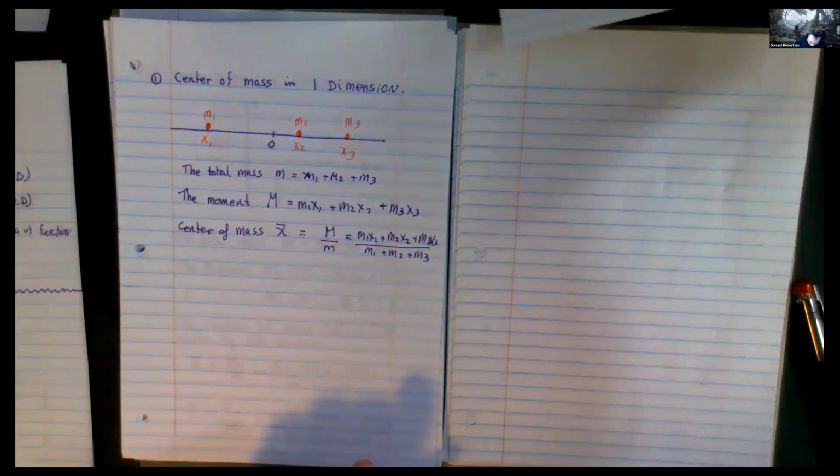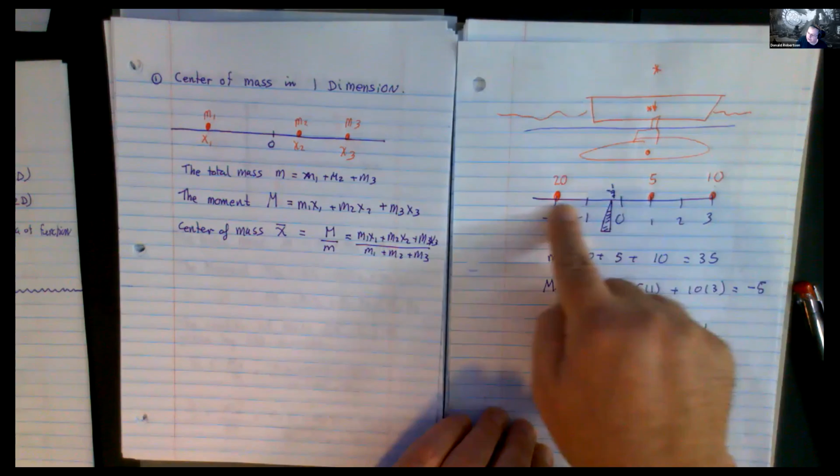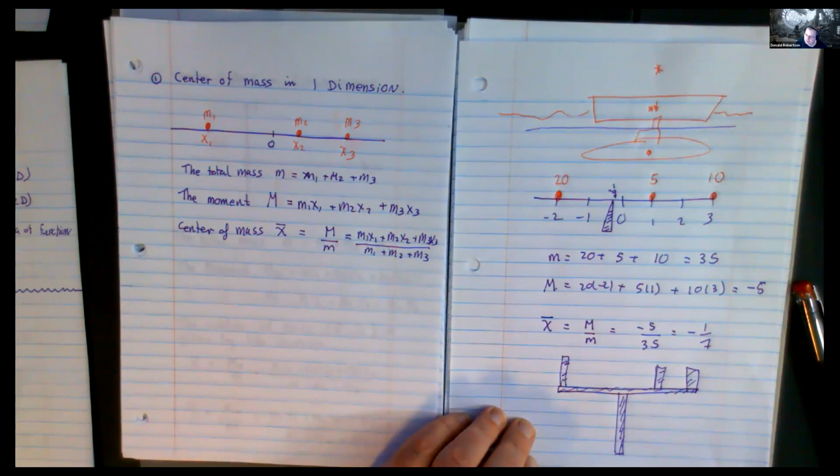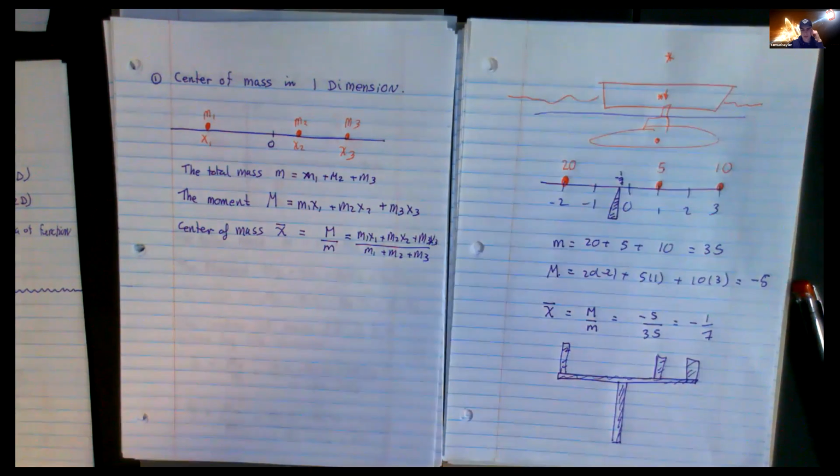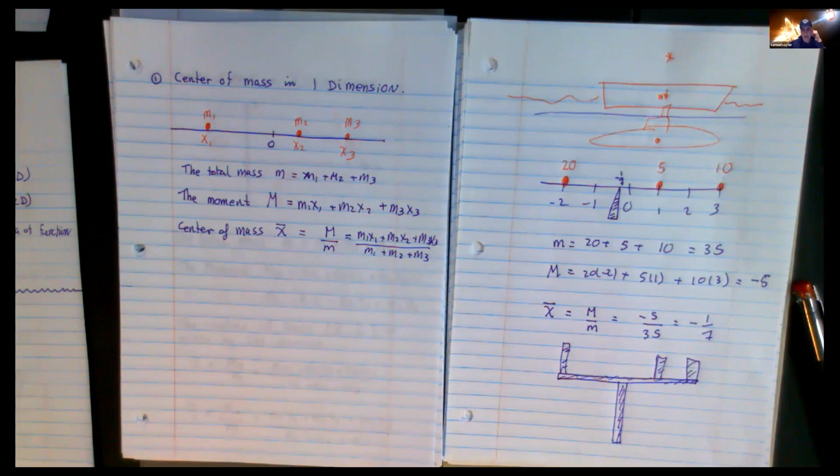Do we feel comfortable about how we calculated the center of mass in a 1D situation? Do you want me to do another one, or can I move on to 2D? I have a quick question. Yes. So is the center of mass always at the center of, in this case, like a pole?